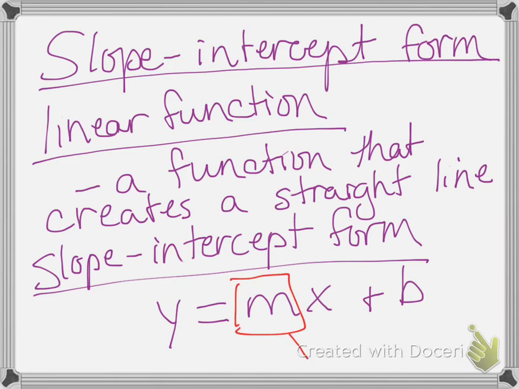M, just like in the last section, is the slope, and b is going to be the y-intercept. That means that's the point where that line meets the y-axis. So write slope and y-intercept in the blank and write that formula in the box.